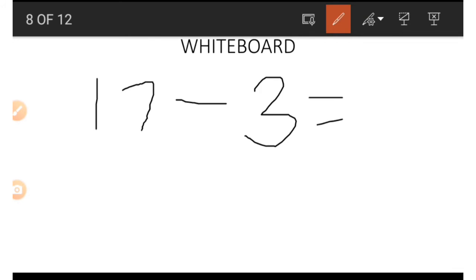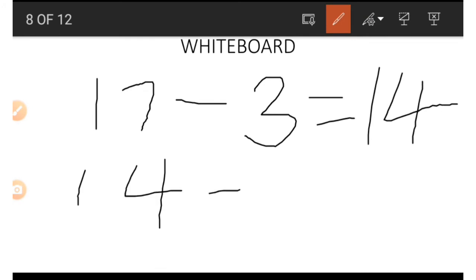Let's look at the second one, the horizontal one. The imaginary number is also 2, but first you must subtract the number at the edges. 17 minus 3 is 14. Then you subtract the imaginary 2 from the 14 to get the middle number, which is 12.